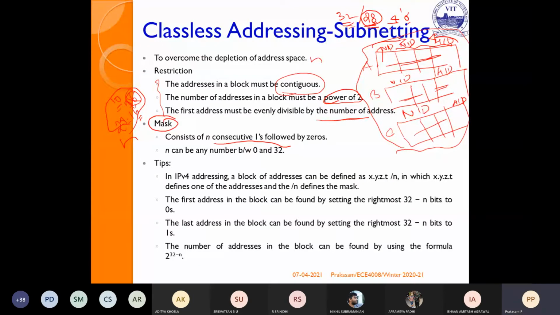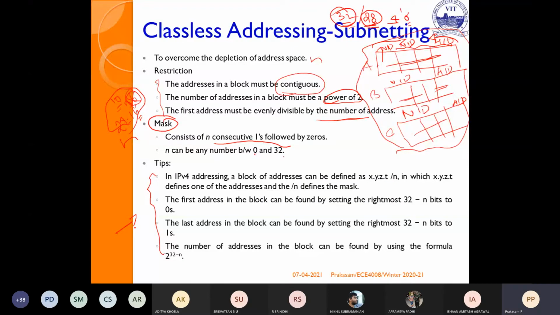So this n can be any number between 0 and 32. Now the tip: suppose you are given some IP address in a particular subnet, and I should find out which is the first address and which is the last address, and so how many systems at maximum I can provide. All these things we can calculate if we know the IP address of a single system.